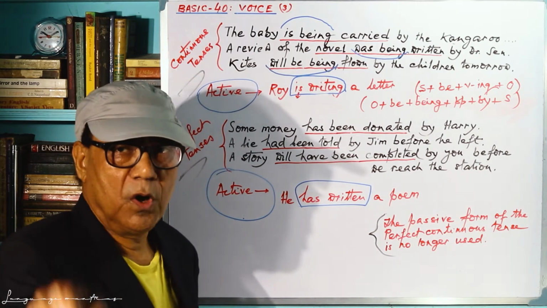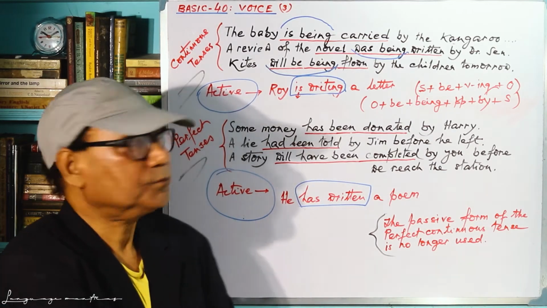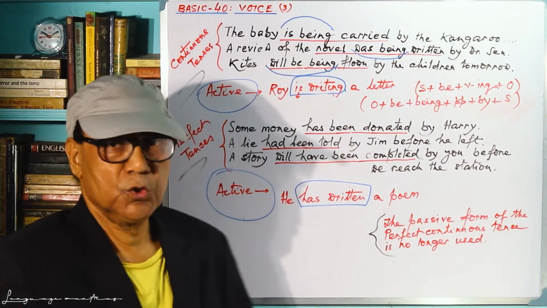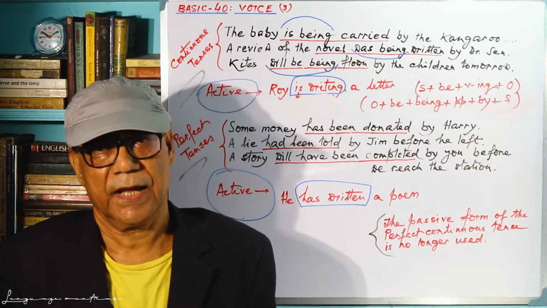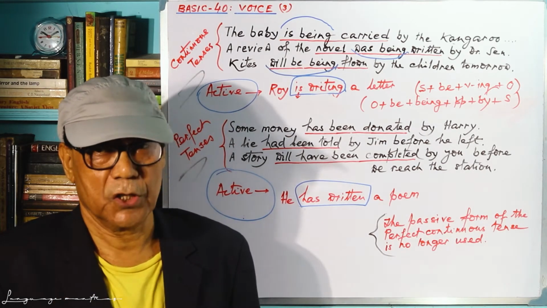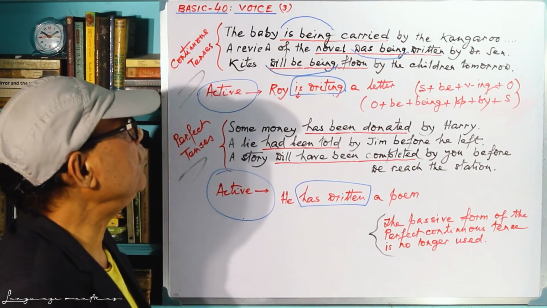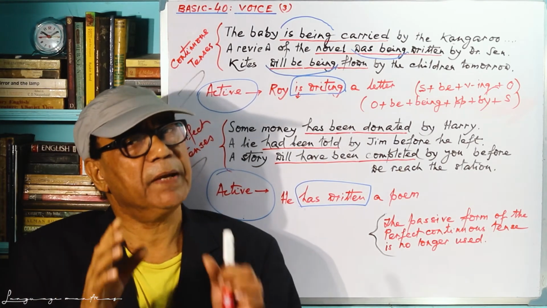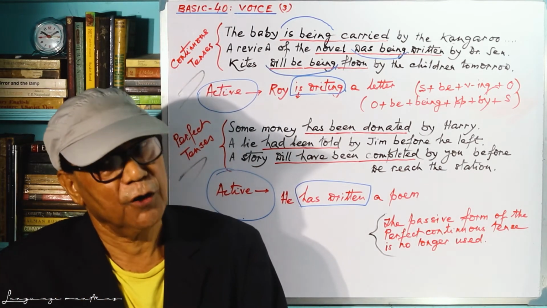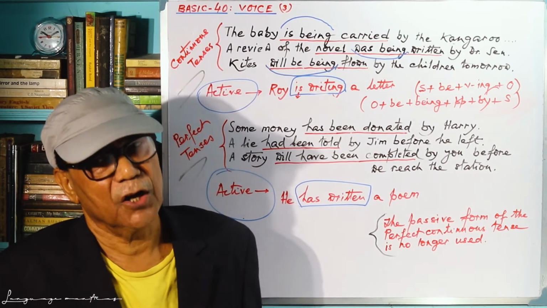Dr. Sen was writing a review of the novel. In the present tense, it will be Dr. Roy is writing a review of the novel. Whereas in the past tense, a review of the novel was being written by Dr. Sen becomes the passive format of Dr. Sen was writing a review of the novel.